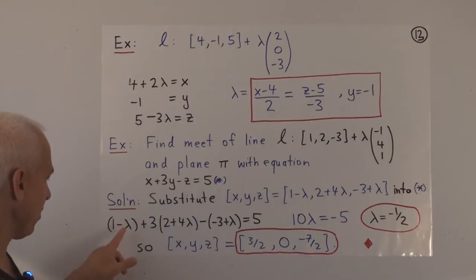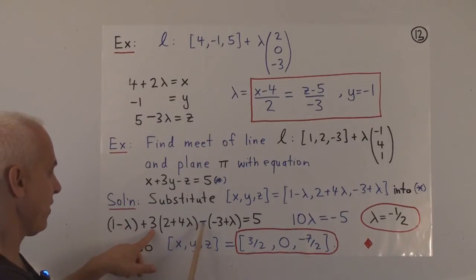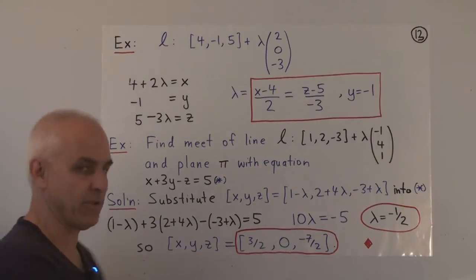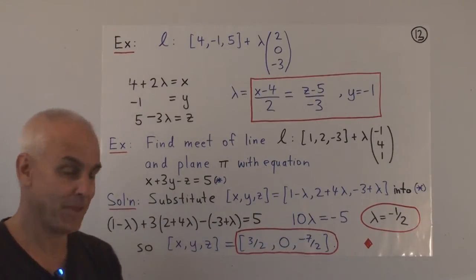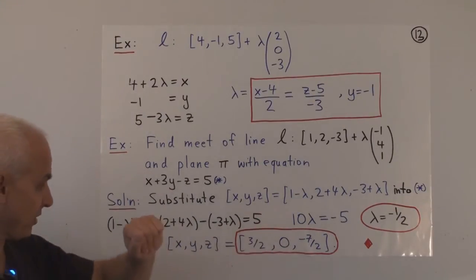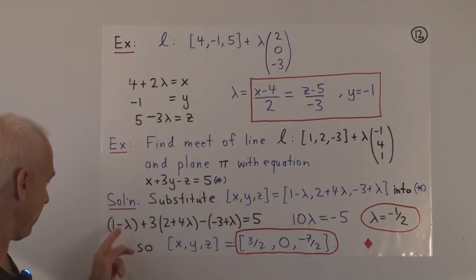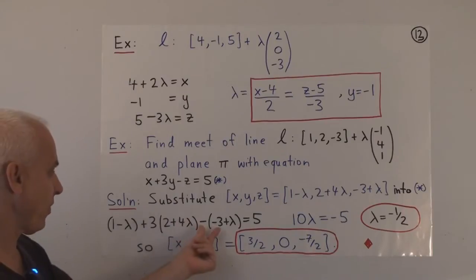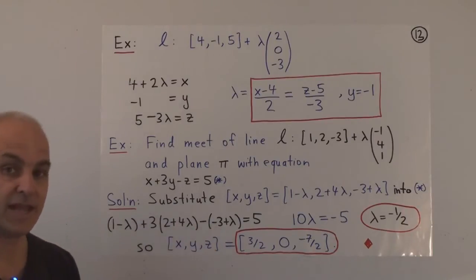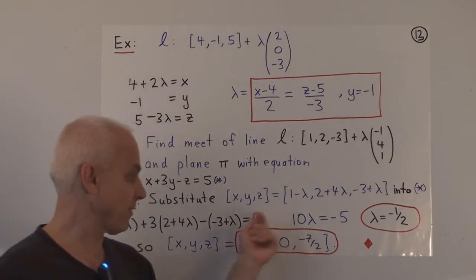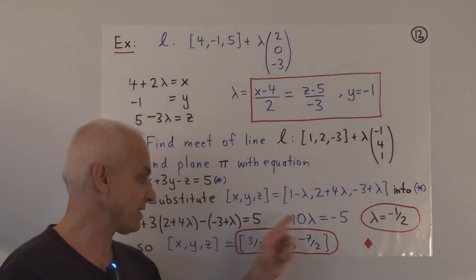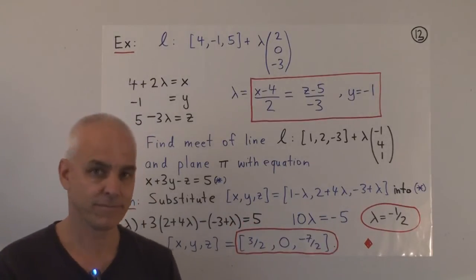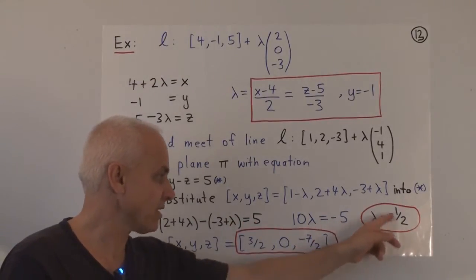And how many lambdas are there altogether? There's minus 1 there, plus 12, minus 1, for a total of 10 lambdas on the left-hand side. And then if we bring all the constants to the other side, there's 5 to begin with. What else do we have here? We have 1 plus 6 plus 3. That's 10. If we bring that 10 to the other side, we have to subtract it. So we get 5 minus 10, that's minus 5. And so lambda is minus 1/2.